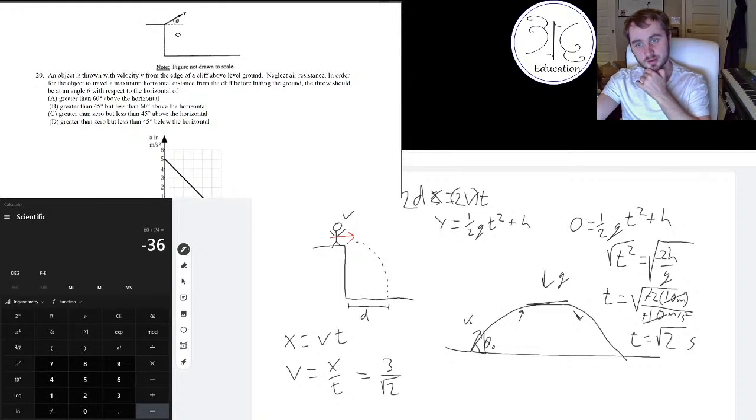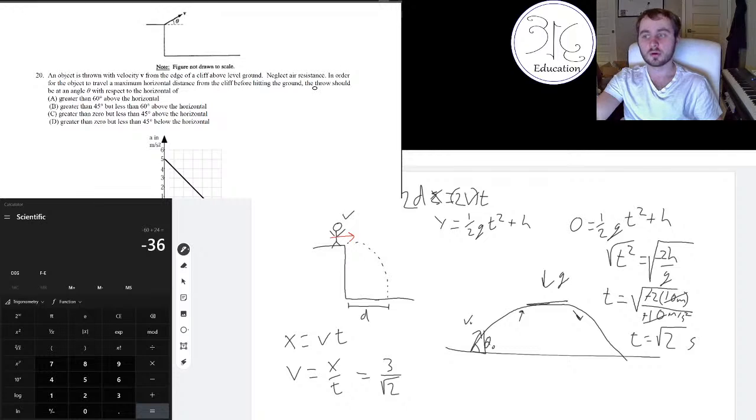Okay, so now we've got an object thrown from a cliff, again, neglecting air resistance, but we've got an angle, we've got a velocity, and we've got a height. So we've got kind of our full scale complexity for our projectiles as we can go.